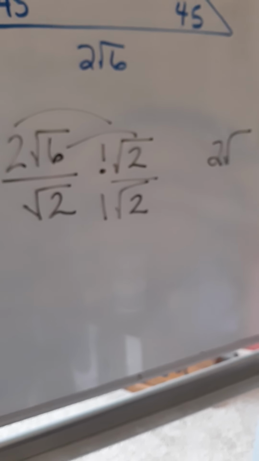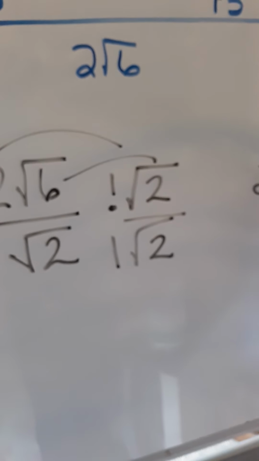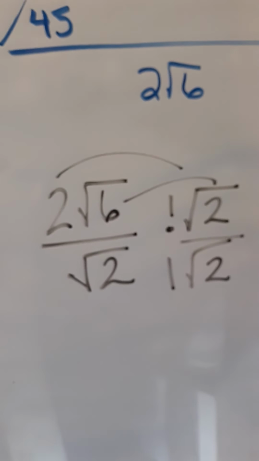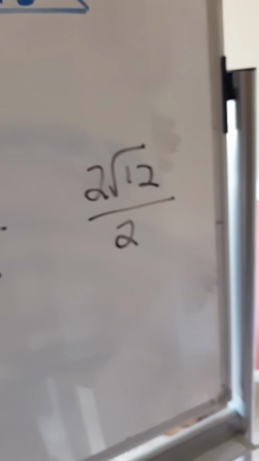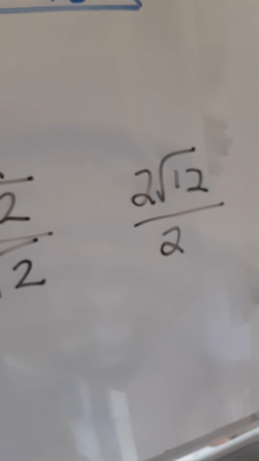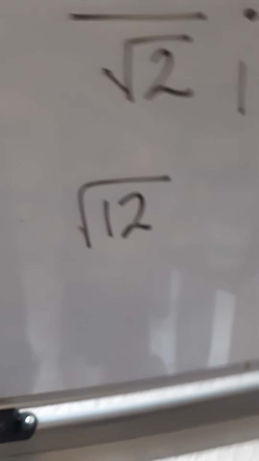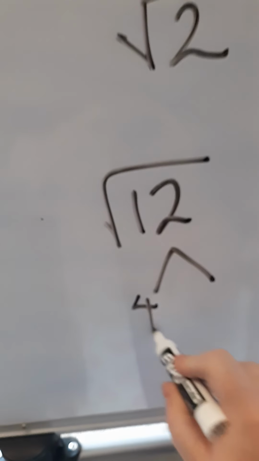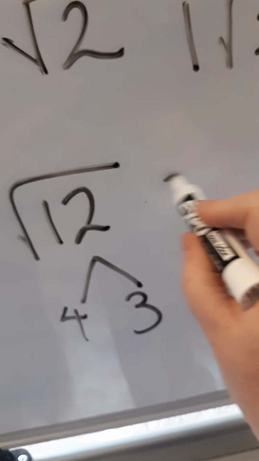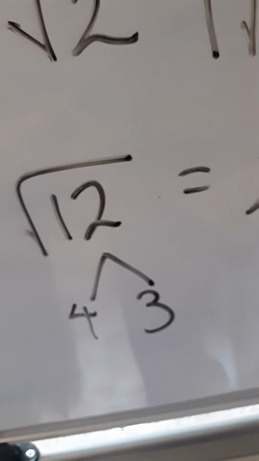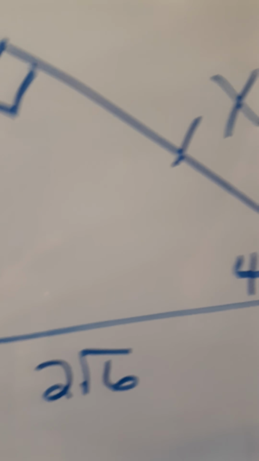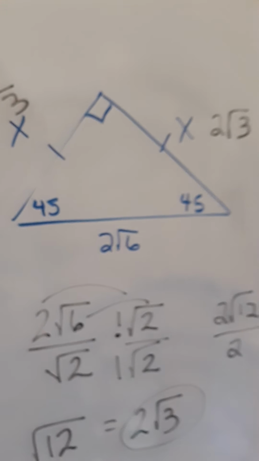2 square root of 12 over square root of 2 times the square root of 2, which is the square root of 4, which is 2. So then we end up with that. We're going to cross out the 2's because 2 over 2 is 1. So we just get the square root of 12. Can we simplify that anymore? Well, we got 4 times 3. Square root of 4 is 2. So we can say 2 square root of 3, and that would be both sides of this 45-45-90 triangle.